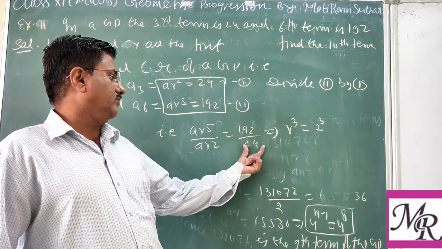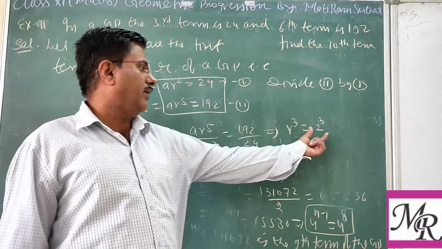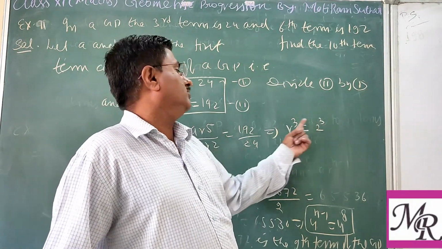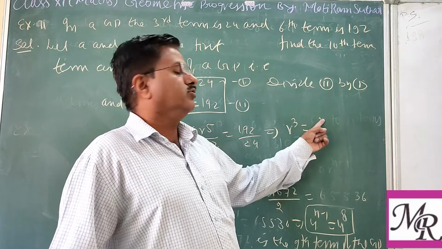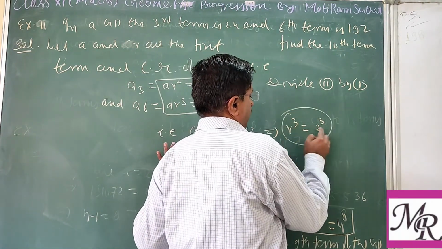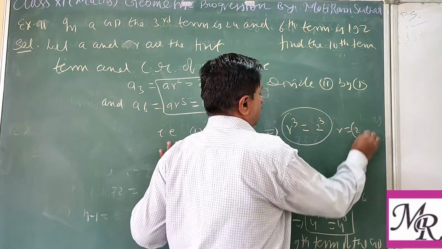So 192 divided by 24, we get 8. Now 8 can be written as 2 power 3. Why do we write 2 power 3? Because here the power is 3, so this should also be 3. Then the powers are the same, so the bases are equal. That is R equal to 2.